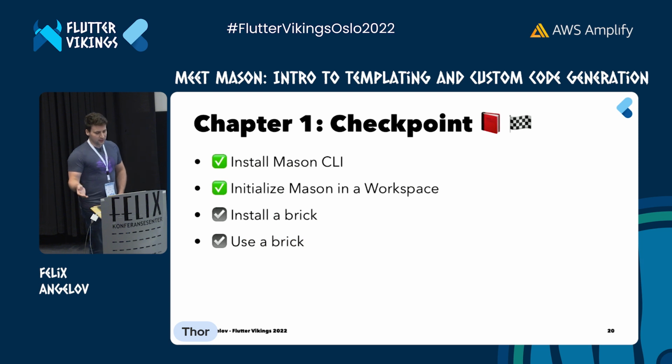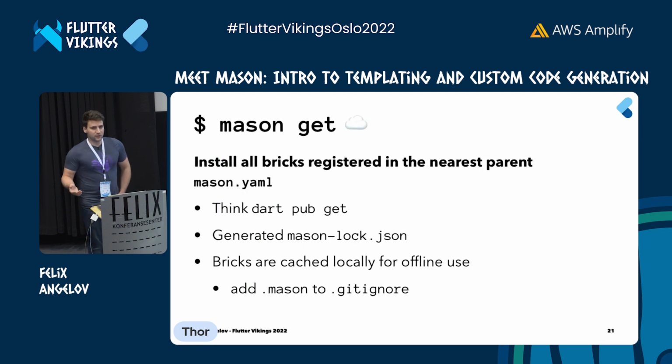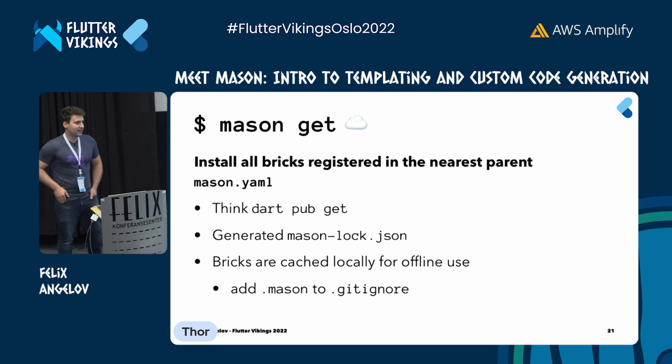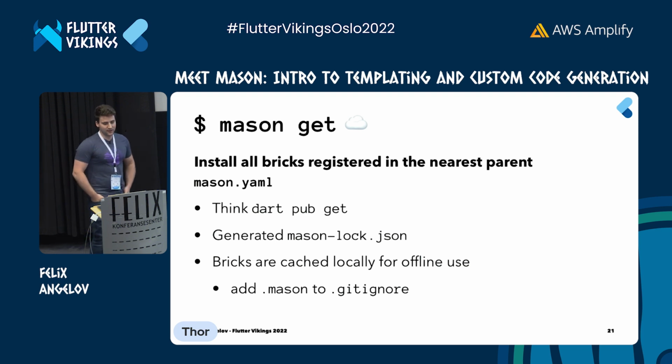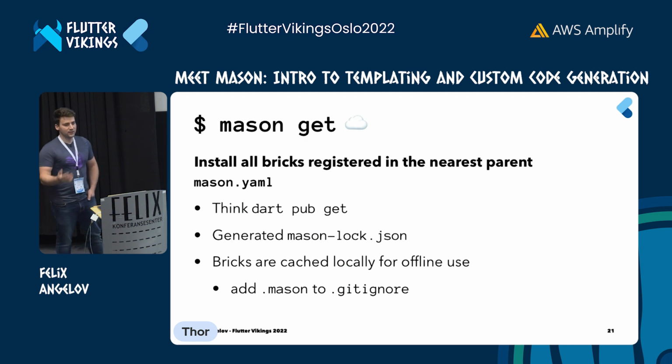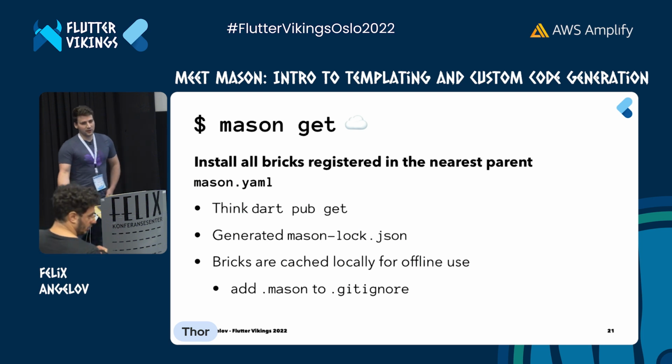So we've initialized Mason. The next thing to do, similar to pub get, is that Mason has a mason get command. You can run mason get, and that will look up all the bricks that are in your mason.yaml file, install them locally, cache them, and then generate a lock file for you so that your teammates, if you're using this on a team, will be guaranteed to use the same versions of all the templates that you have.